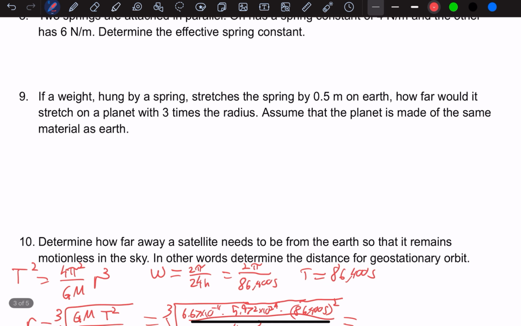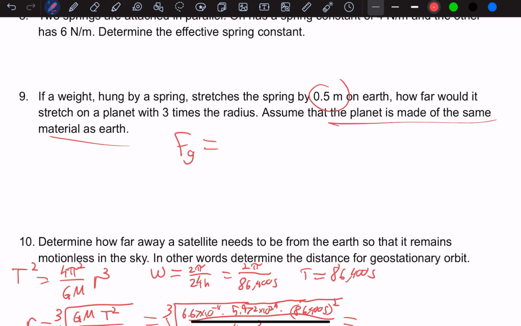All right, number 9. If a weight hung by a spring stretches the spring by 0.5 meters on Earth, how far would it stretch on a planet with 3 times the radius, assuming the planet is made of the same material as Earth? So one thing we have to do is figure out what the force of gravity for this new planet is.